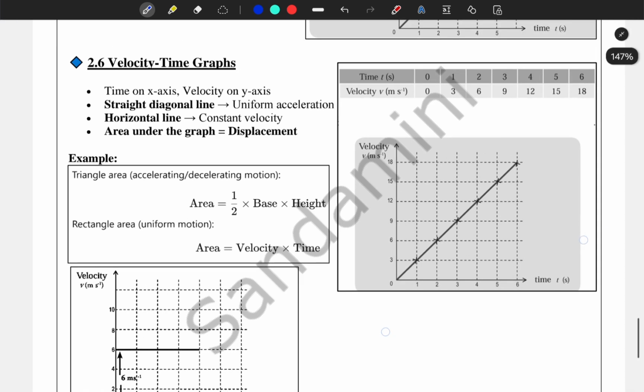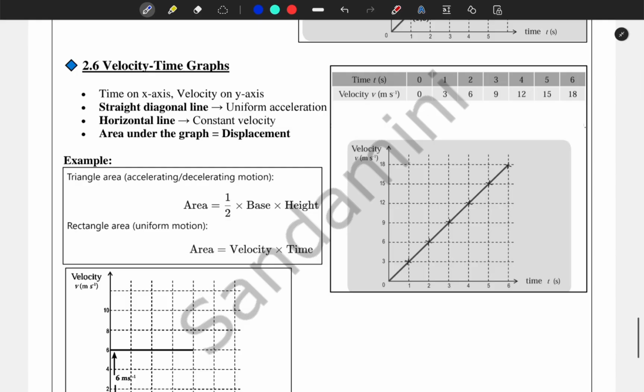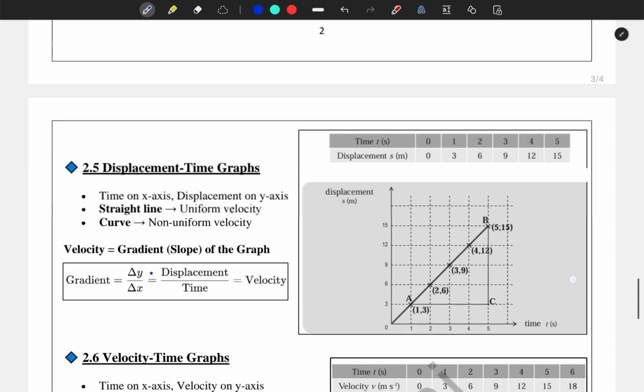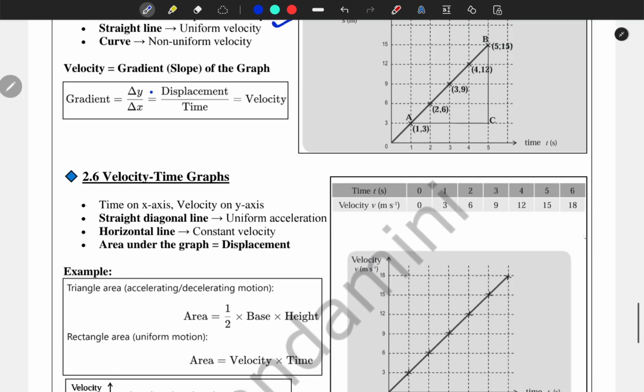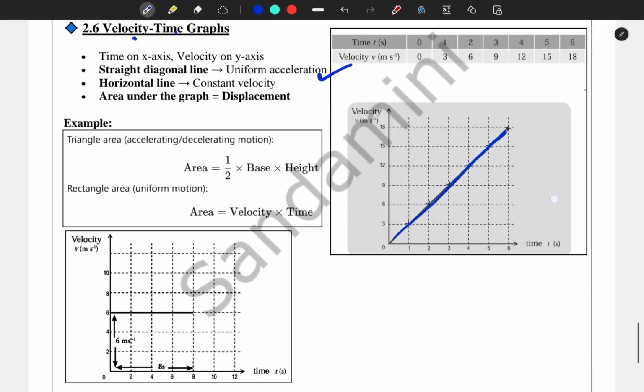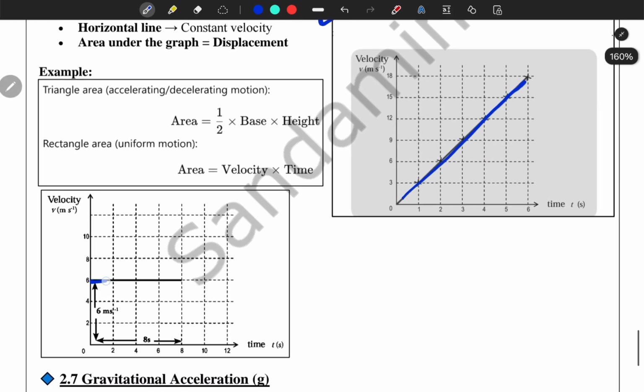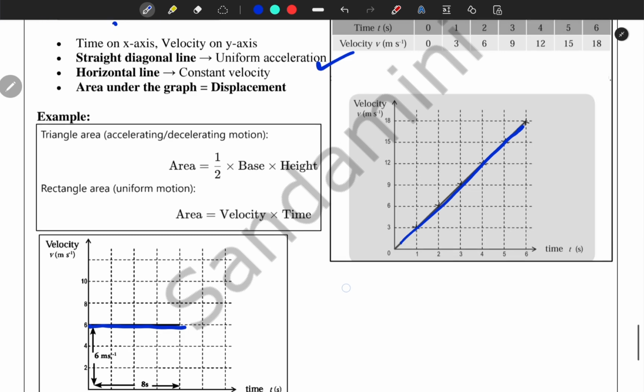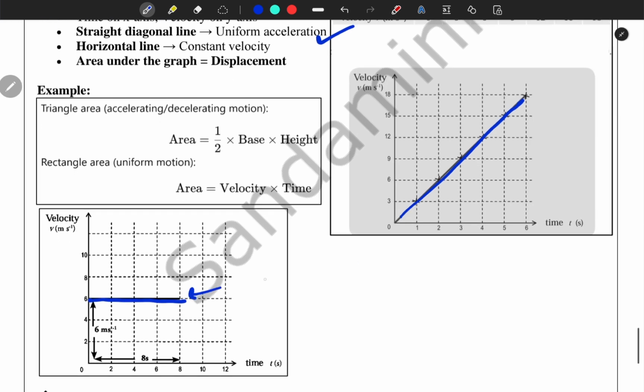Okay, here, if it is a straight line in a velocity time graph, it becomes uniform acceleration. That means if the graph shows this kind of line, it is uniform acceleration. And also if it becomes a constant line, that means a horizontal line, it is constant velocity. Okay, that is the difference.